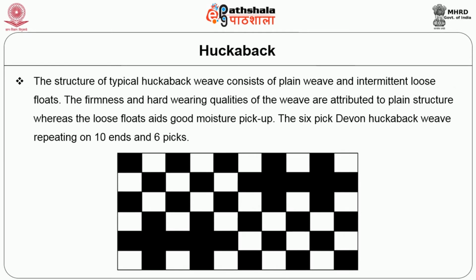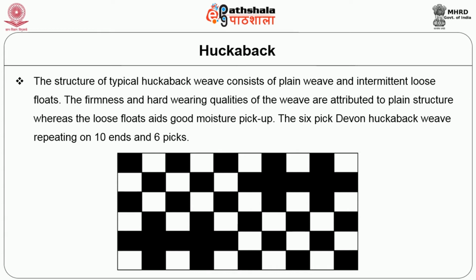Huckaback. The structure of a typical huckaback weave consists of plain weave and intermittent loose floats. The firmness and the hard wearing qualities of the weave are attributed to the plain structure, whereas the loose floats aid good moisture pickup. The 6-pick Devon huckaback weave repeating on 10 ends and 6 picks is illustrated in figure 3.1.